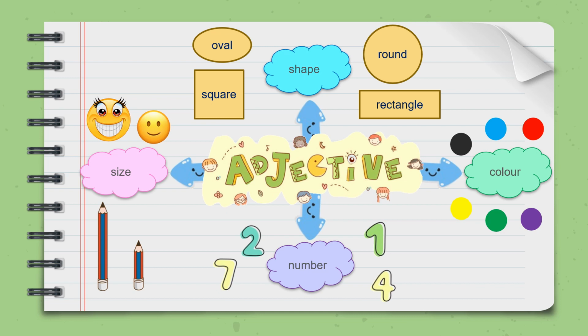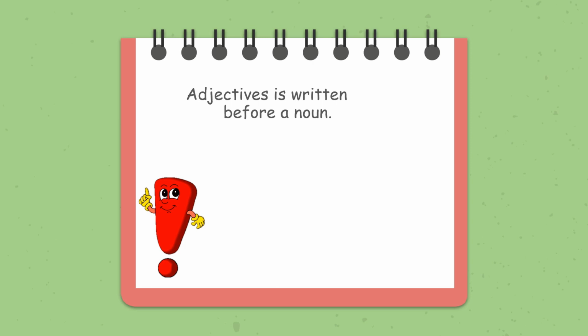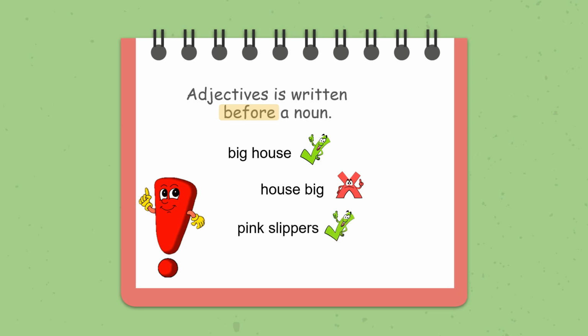Well done. There are a few things that you need to know about adjectives. Adjectives are written before a noun. For example, the noun is house. We would write big house and not house big. And for the noun of slippers, we would write pink slippers and not slippers pink.